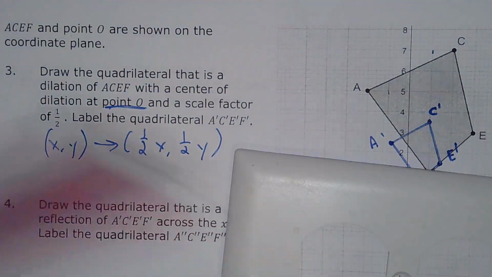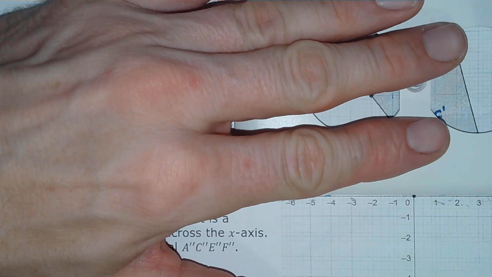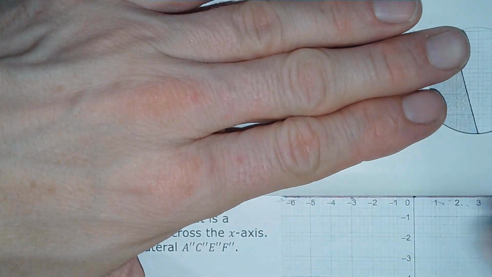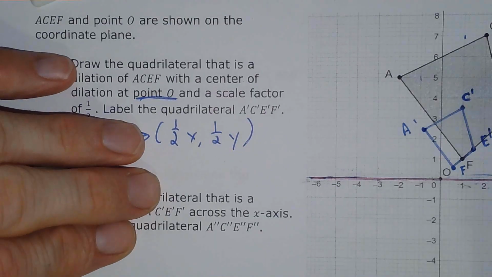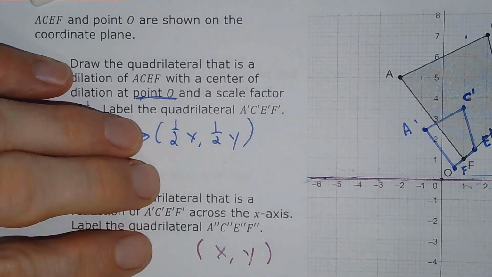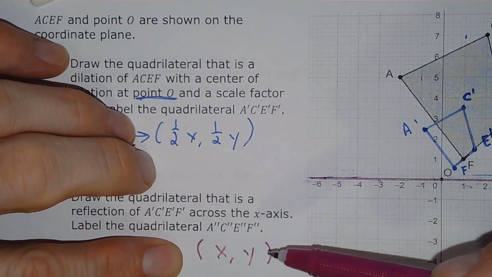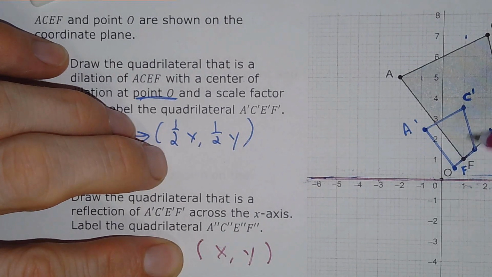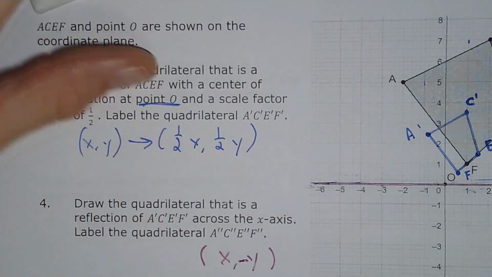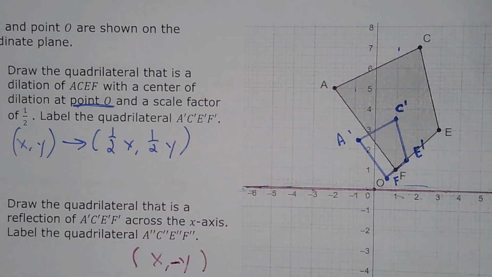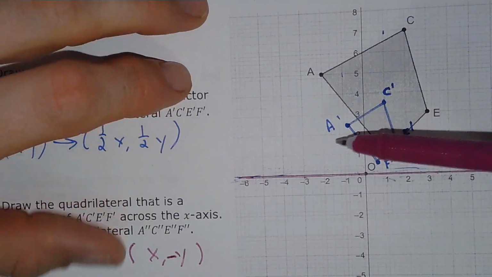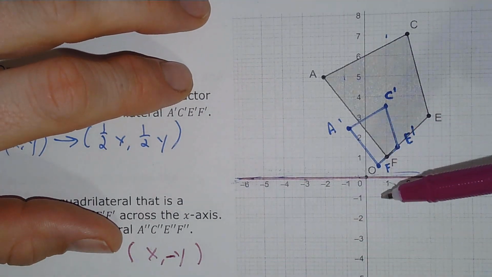Okay, so reflection across the x-axis. I don't even need to use my algebraic expression, which is x, y, right? When it flops across the x-axis, all the y's change from either negative or positive, depending on which way it goes. So the y's change, okay? But you don't need to plot numbers in here to figure out what it's going to be, right? The x's stay the same value, and the y's flop signs, right?